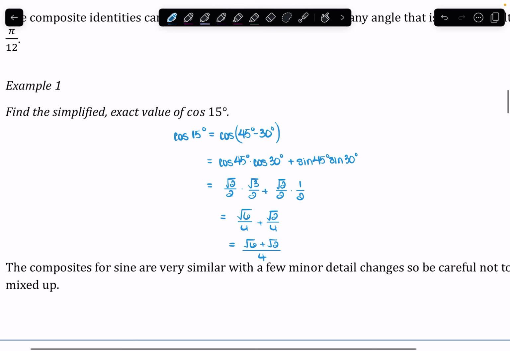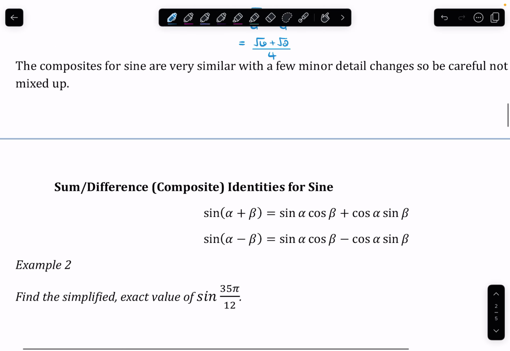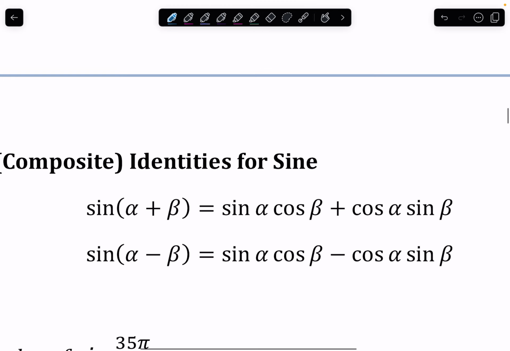All right, next up, composites for sine. So notice you can use any letters to represent angles. I'm going to throw some Greek letters in here, alpha and beta. So sine isn't selfish like cosine. Cosine has to pair with itself because it's selfish. Sine likes to share, so it alternates. So it's sine, cosine, and then you swap the angles, cosine, sine.